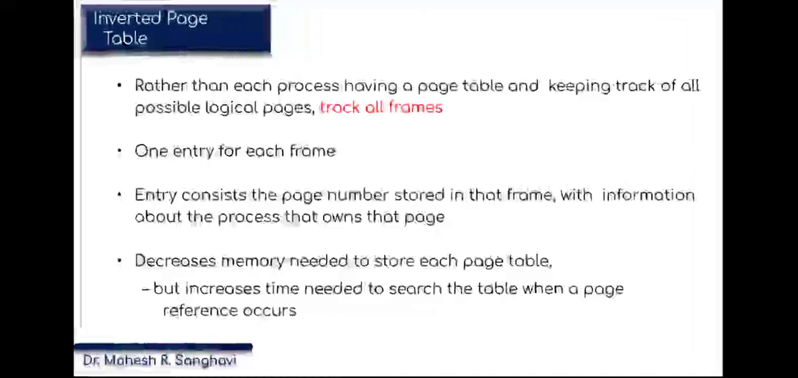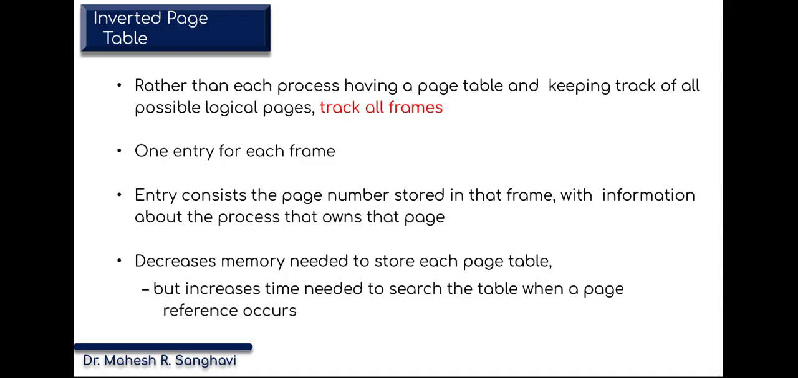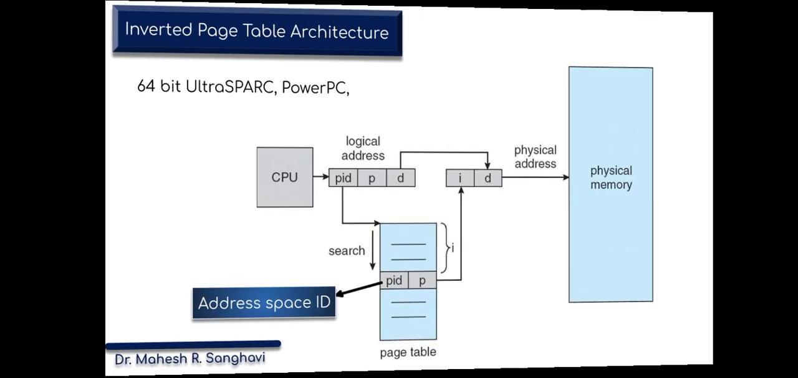The next and last scheme in this topic is the inverted page table. The inverted page table is again a different thing, where it is mainly keeping track of the entries. It tracks the frame directly. So we keep one entry for each particular frame, and based on that frame the things will happen. You can see this particular diagram.